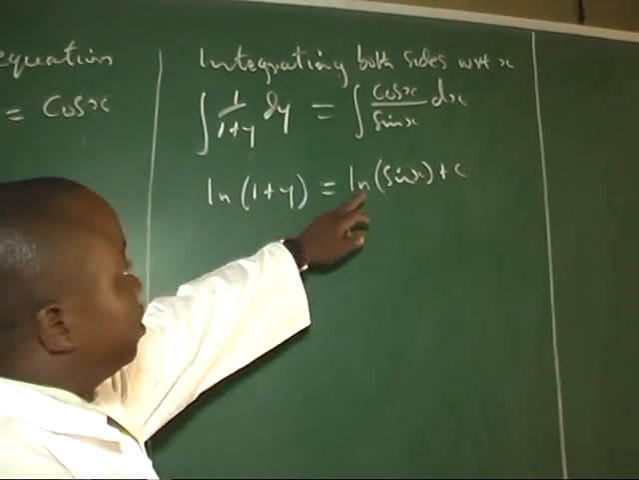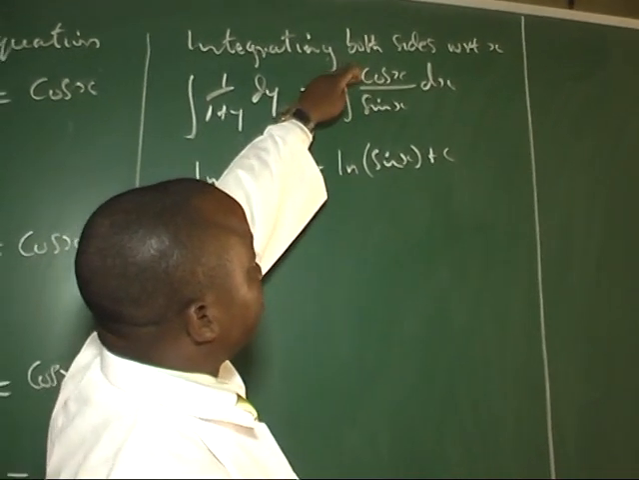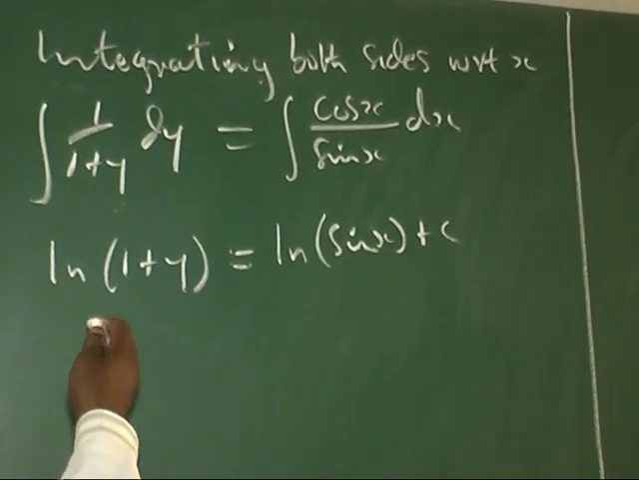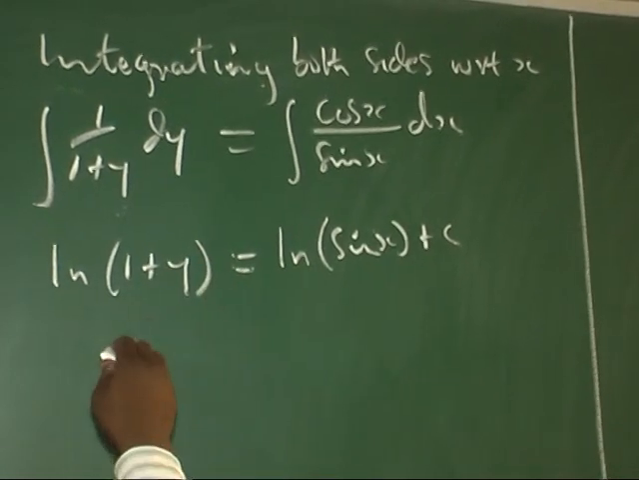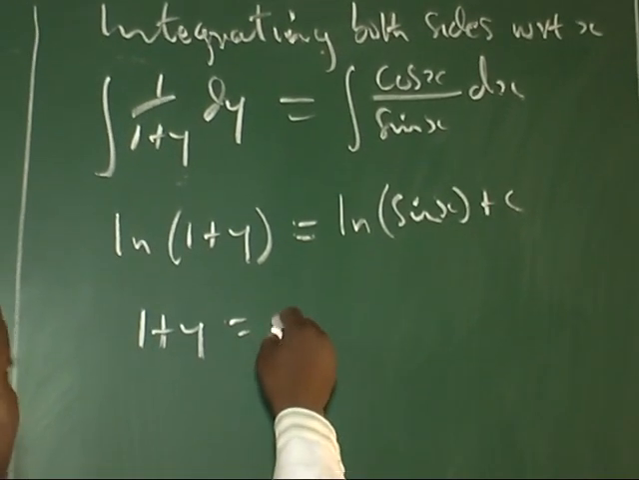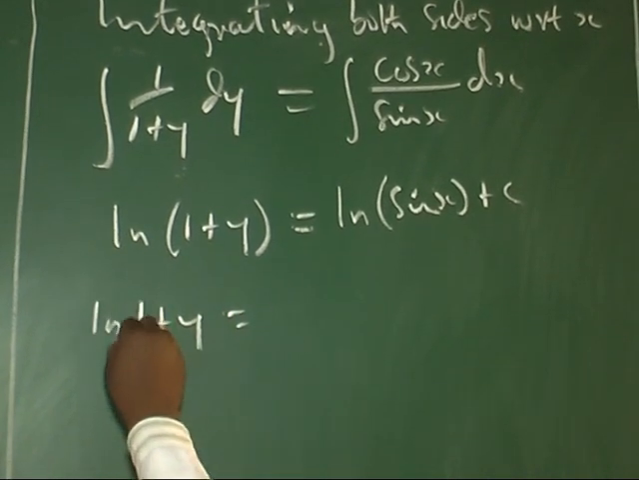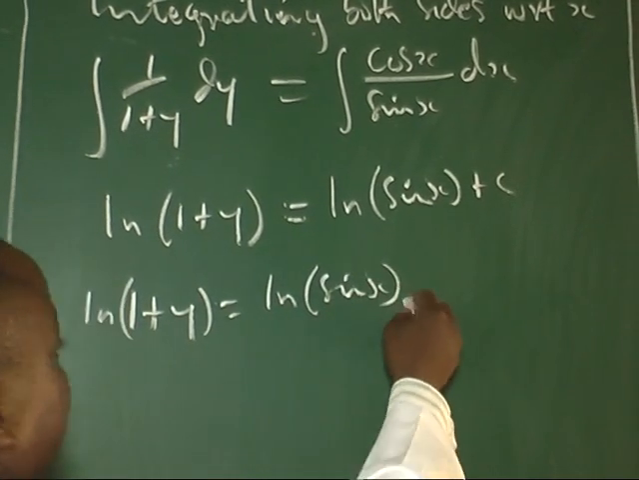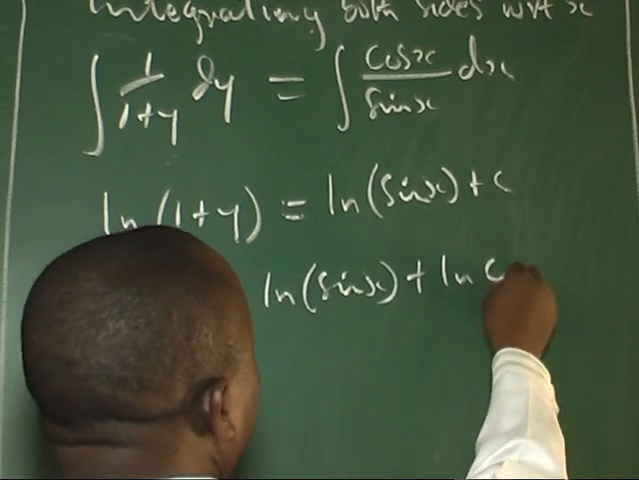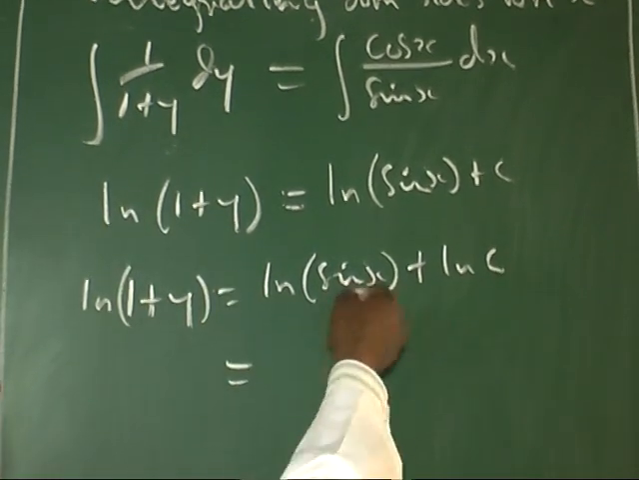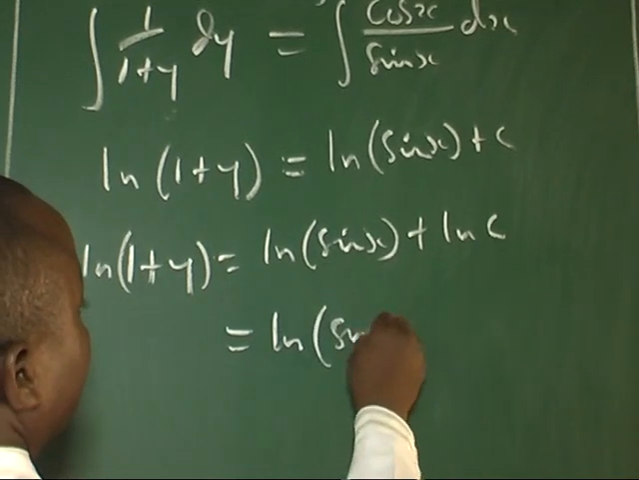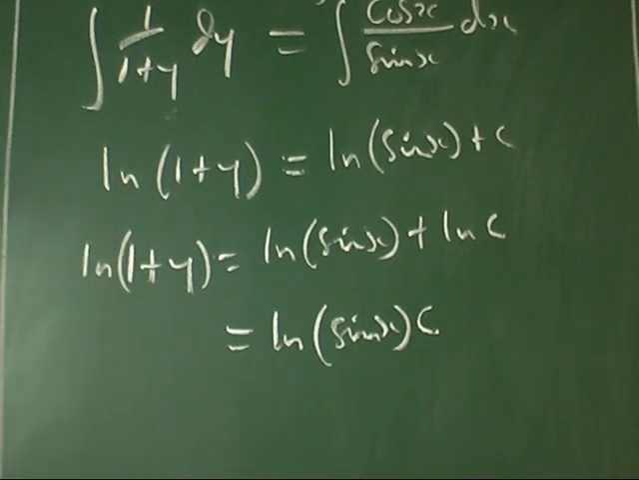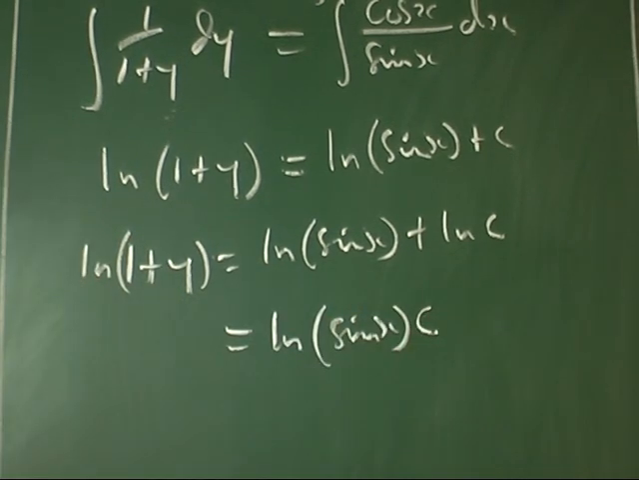How? Because this is the derivative, you know, cos is the derivative of sine. So now you see that in both sides we have ln, so we have 1 plus y. If we can write it ln 1 plus y is equal ln sine x, of course, we have ln c. So that this side can write it as ln of sine x times c. That's what it means according to the law of logarithm.